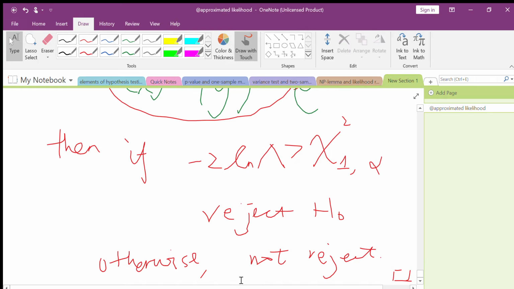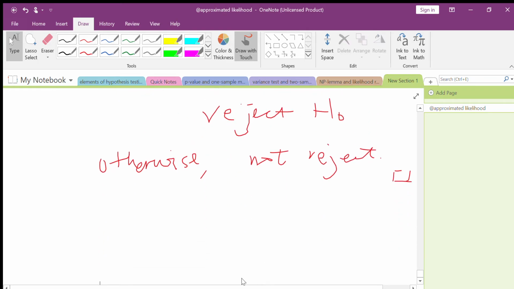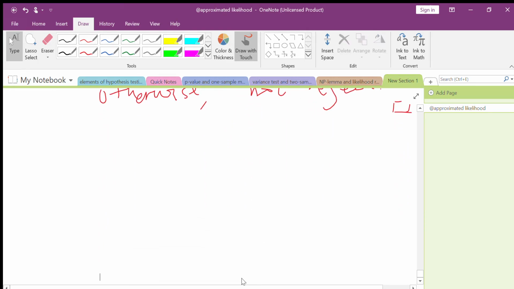Okay, this finishes our first topic of today's lecture. So let's see the second topic of today's lecture. The second topic of today's lecture is the chi-square test in categorical data analysis.